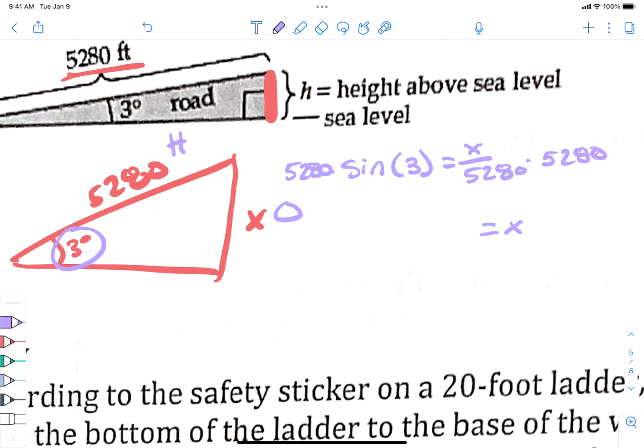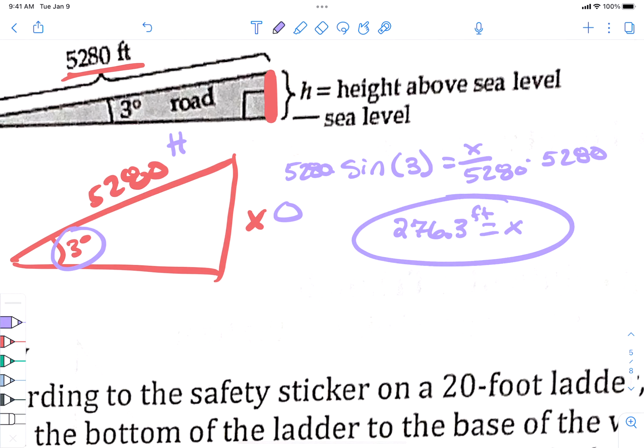That's not what I got. What'd you get? So 276. 5280. That's fine. That's not very much in comparison to the 5,000, right? 200 and something is not very much in comparison to the other one. So x equals 276.3 feet. Okay. Yeah, I should have specified more. 276 in relationship to 5280 is not much, right? Because it's only 3 degrees.